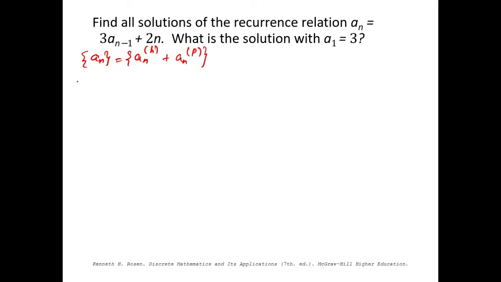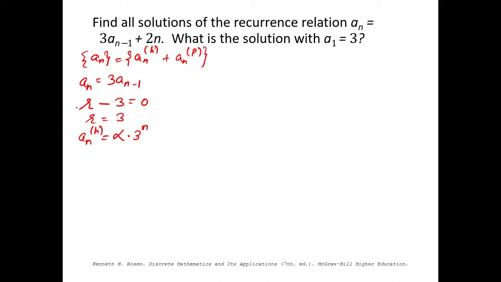So we'll take an = 3an-1. The characteristic equation is r - 3 = 0, and therefore r is equal to 3, and therefore this gives the equation of the part which is for the homogeneous.